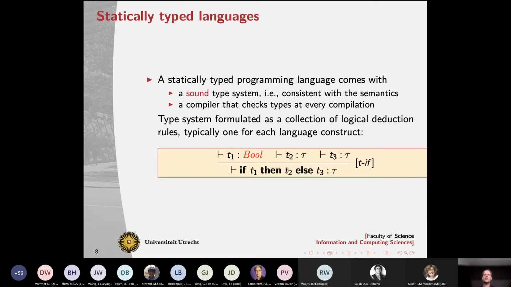Now, how do you formulate such a type system? Well, typically we do this in the form of a set of logical deduction rules. I have one rule typically for each language construct. So here we have the language construct, the conditional if then else.